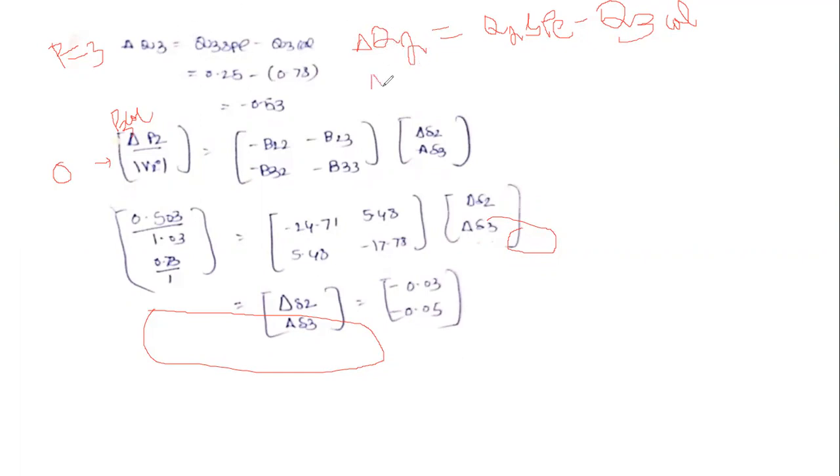Next, similarly we are calculating delta Q3. Therefore delta Q3 equal to Q3 specified minus Q3 calculated. After calculating Q2, Q3, P3, P2, then we determine delta P2 by V2 equal to minus B22.